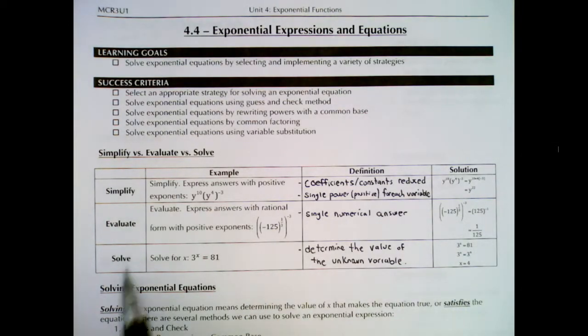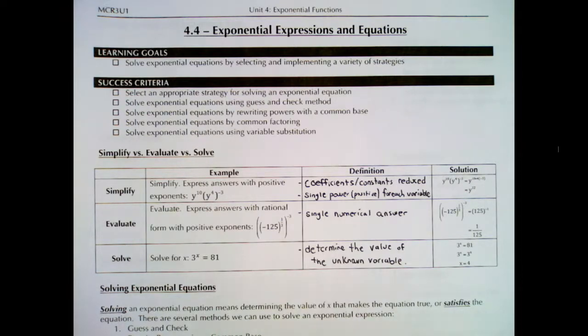Today we're going to look at solve, and specifically we're going to look at solving when the variable is in the exponent. So this is called an exponential equation because the exponent is the variable. And today we're going to look at 4 different strategies to solve for that variable.